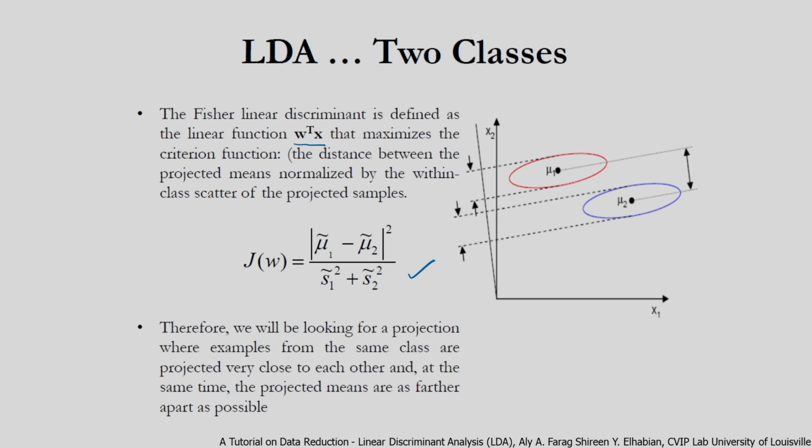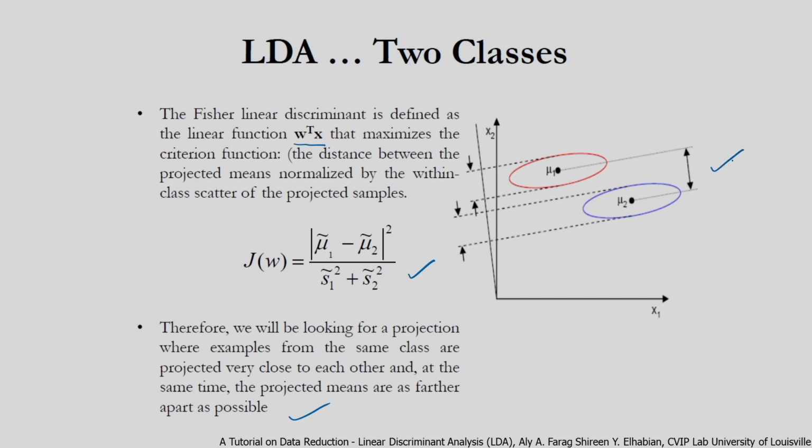That means in the case of LDA, what are we actually considering? We are looking for a projection where the samples of the same class are projected very close to each other, and at the same time the projected means are as far apart as possible. So one is the within class distance, another one is the between class distance, and based on this I am determining the projection direction.